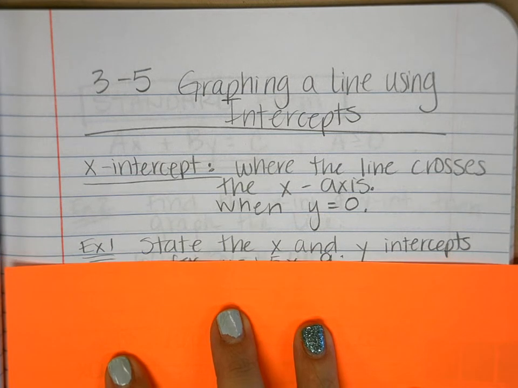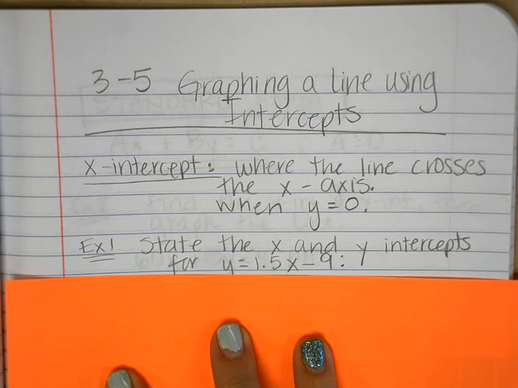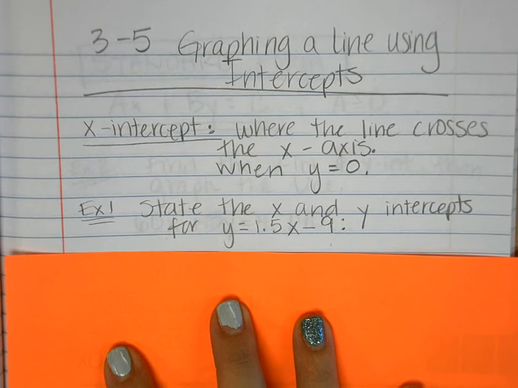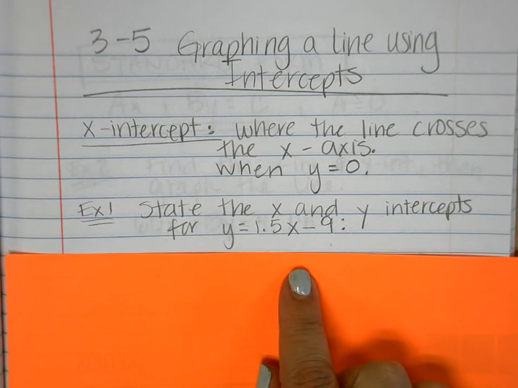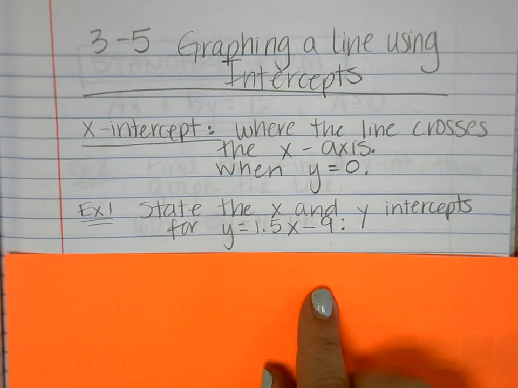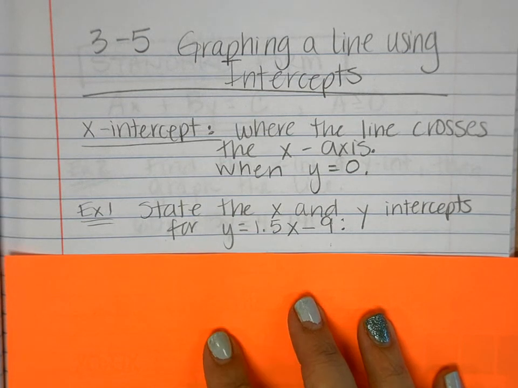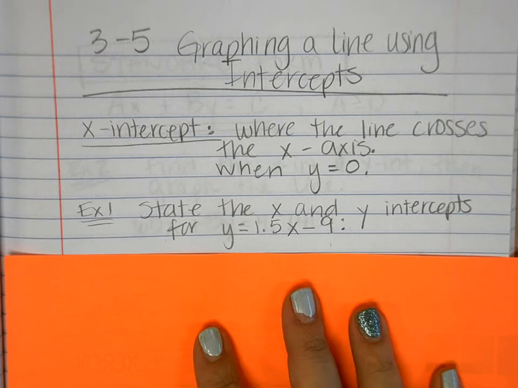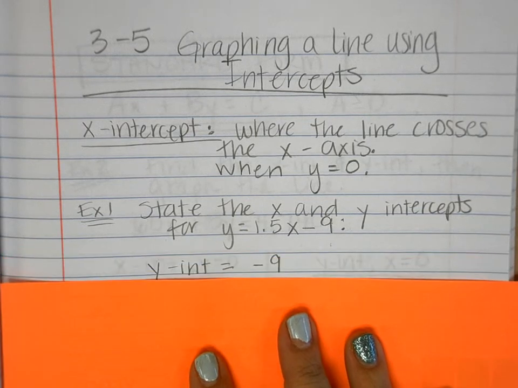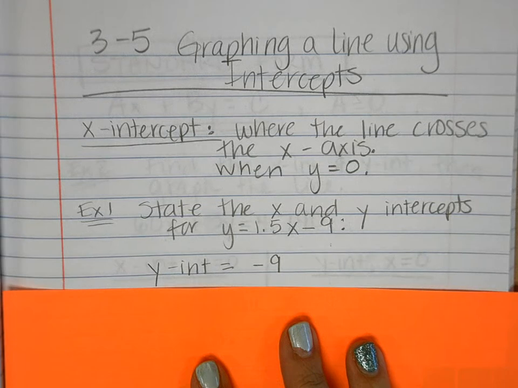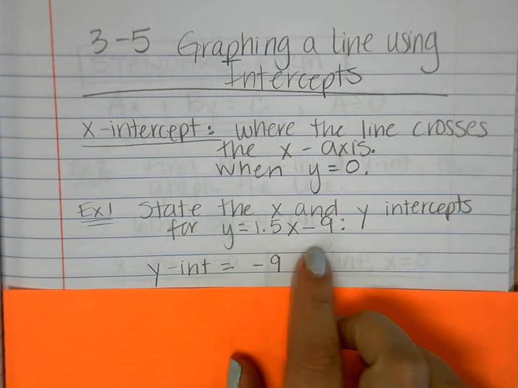State the x and y-intercepts for this equation. y equals 1.5x minus 9. We're going to find the x-intercept and the y-intercept. So first, we have the y-intercept, don't we? It's the b, the negative 9.